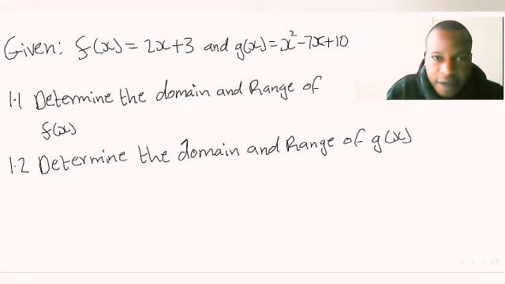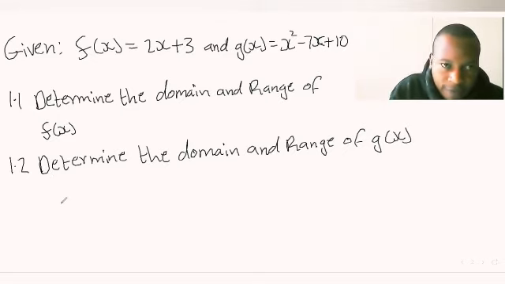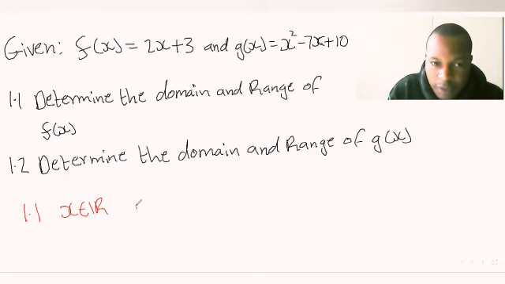So now, given f of x equals 2x plus 3 and g of x equals x squared minus 7x plus 10, we are given the linear function f of x as well as the quadratic function g of x. Now 1.1 wants us to determine the domain and the range of f of x. We know that f of x is linear, so its domain is x is an element of real numbers, and its range is y is an element of real numbers.